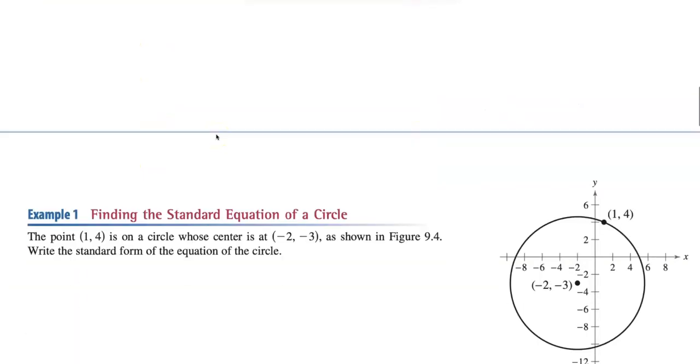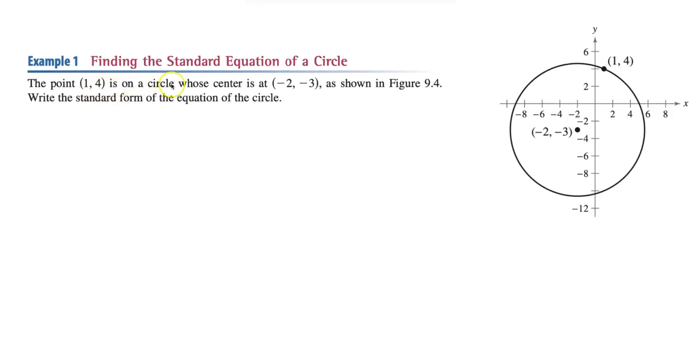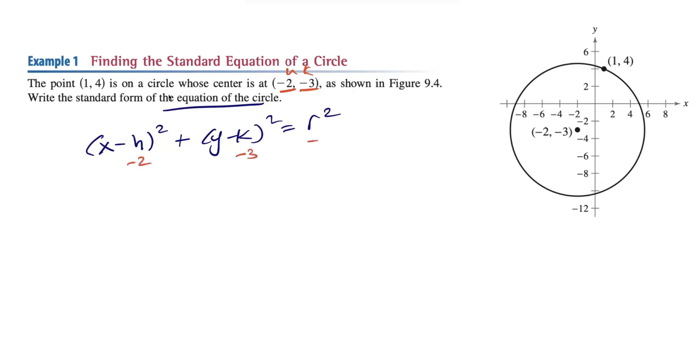Now let's do some things with the circle equation. First, the point (1, 4) is on a circle whose center is at (-2, -3), as shown. Write the standard form of an equation of a circle. The standard form is x minus h squared plus y minus k squared equals r squared. We already have h and k. Our center is right there: this is -2 and that's -3. We don't have r, but r is just the distance between these two points. That's our r.